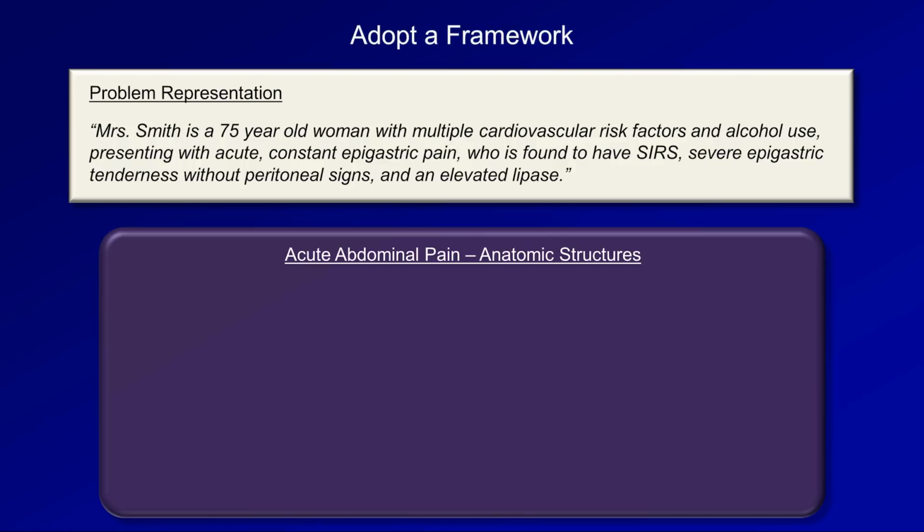So for this patient with epigastric pain, the epigastrium would obviously be the most critical anatomic region to include. Organs that physically lie directly underneath the epigastric area include the stomach, pancreas, and small bowel.